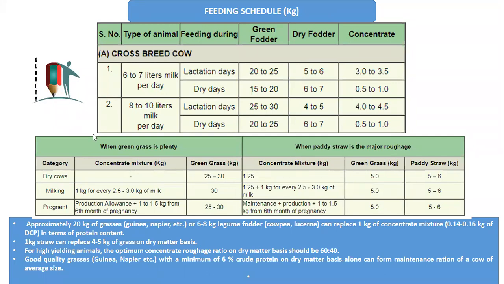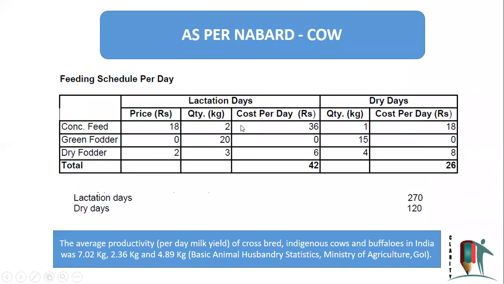Okay, so whatever the important points are from this box, I have written in the blue box. You can pause this video and go through this. You just need to remember the trend and have a rough idea of how much concentrate, how much dry fodder and how much green fodder you must give during the lactation days and during the dry days. As per the general trend we have discussed, and as per the Nabard model project, I have also given what should be the feeding schedule, right?